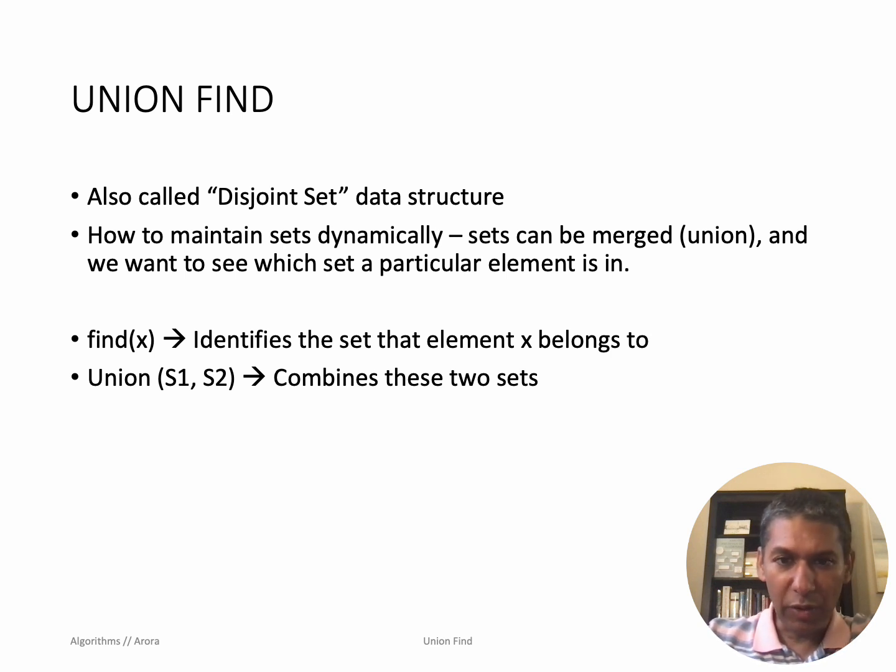The main purpose of the union find algorithm is that it helps you maintain sets dynamically. These are set membership structures where a set can be merged, which is called the union operation, or you are given an element and you want to find out which set that element belongs to, so that you can have two such elements and check whether they are in the same set or not. So the two operations that we have are find, which says given the element x, which set does it belong to, and union, where you're given two sets S1 and S2 and you want to combine them.